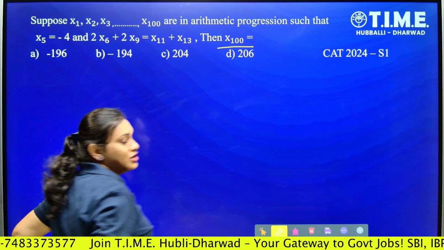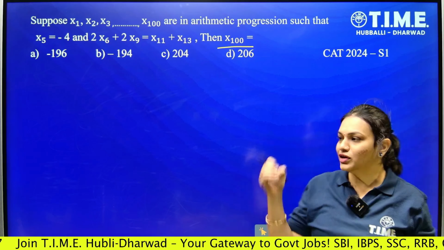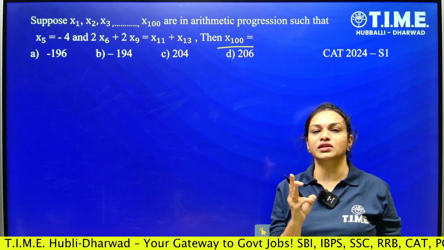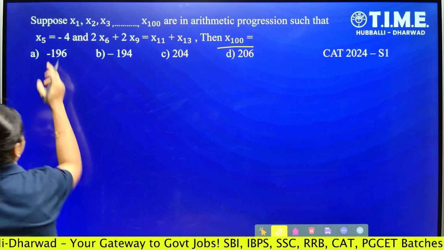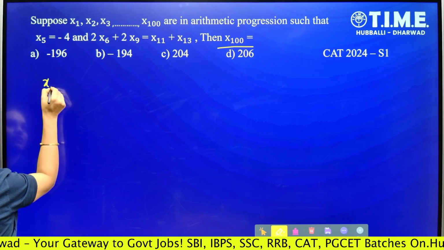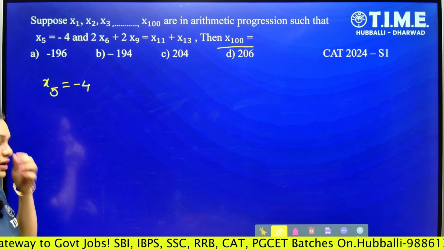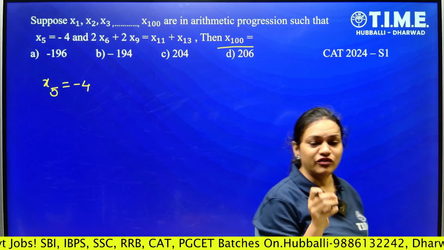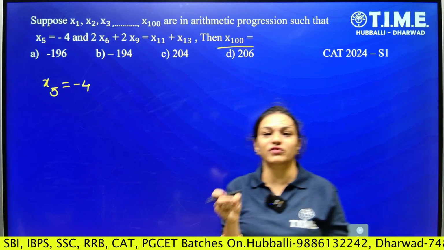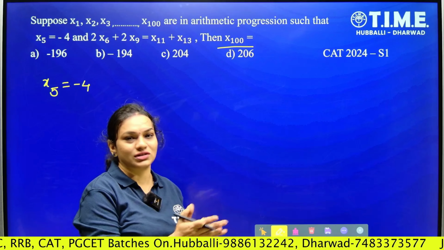This is the question mark: the 100th term value we have to find out here. When we observe, one condition he has given: the series is in AP. Since the series is in AP, the 5th term value is given. What is the 5th term value he has given? It is -4. If you are well versed in arithmetic progression, and I want to get the next term, what can we do? We just add the difference to the previous term, right?